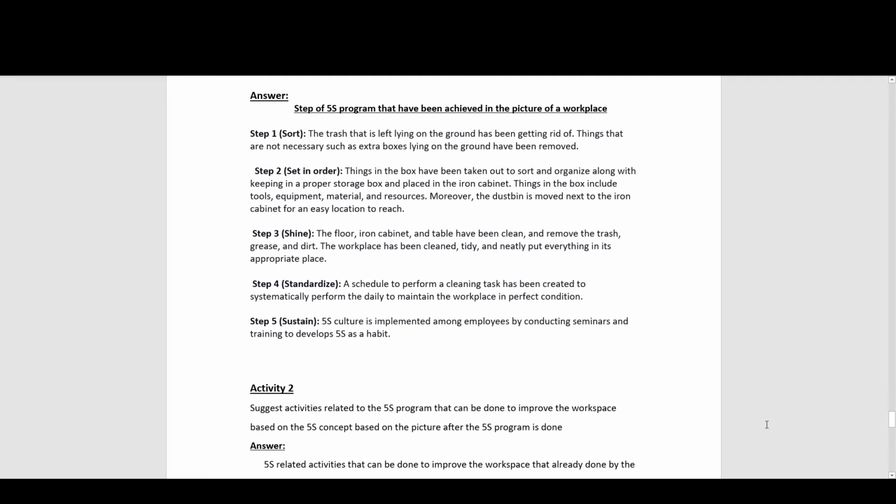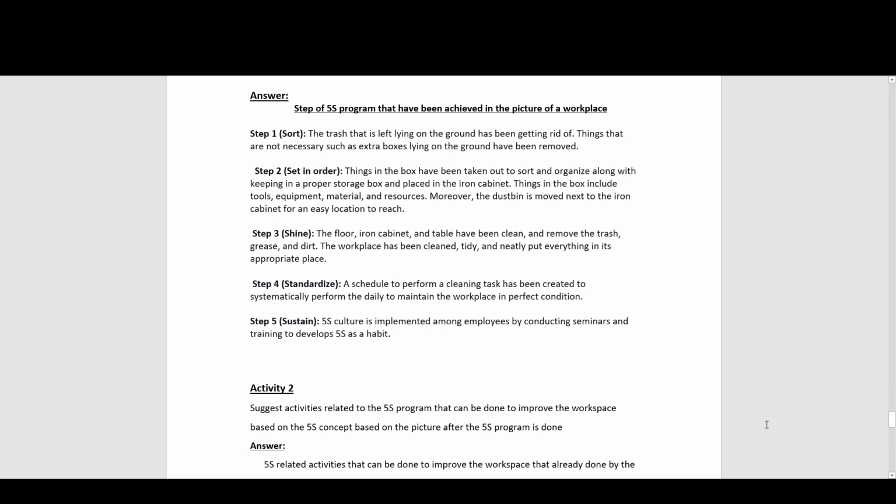Step number 2 is set in order. Things in the boxes have been taken out to sort and organize, along with keeping them in a proper storage box and placed in the iron cabinet. Things in the box include tools, equipment, material and resources. Moreover, the dustbin is moved next to the iron cabinet for an easy location to reach.